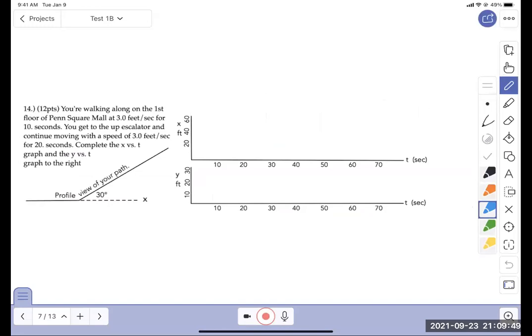Basically the same thing we did today in class. This time you're walking along on the first floor of Penn Square Mall at 3 feet a second for 10 seconds. So we're walking on the floor, so we're not going up or down. We're assuming this is a profile view, so X is horizontal. In both cases, we'll start at 0. I'll make X my orange. We walk along at 3 feet a second for 10 seconds. So obviously we're at 30 feet, right?